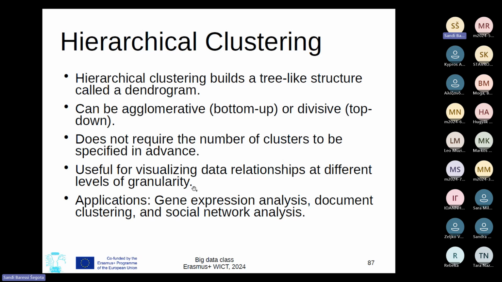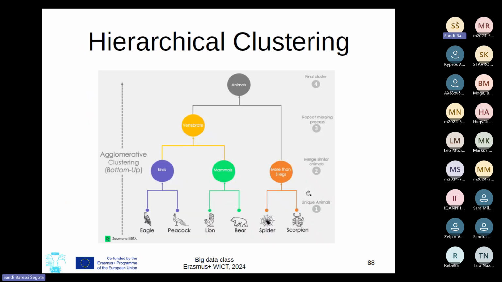So here are some examples: gene expression analysis, clustering documents together, analyzing social networks. This is essentially how it looks, and you can see the difference between going bottom up or top down.